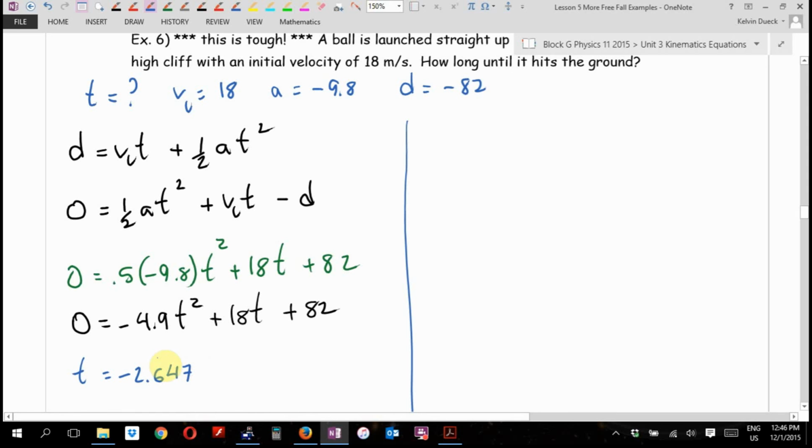Can time be negative? So in physics, we chuck that answer. In math, you'll want that answer, but in physics, we chuck that answer. And then you hopefully got a positive answer. I'll go 6.321.